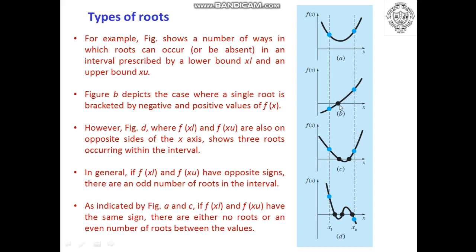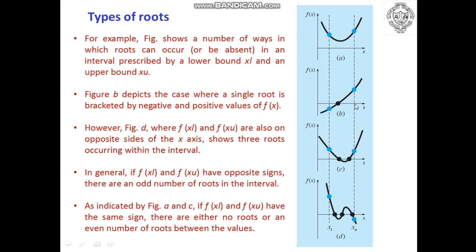Now let us assume that this particular dotted line is considered to be xl, that is the lower bound, and this other dotted line is considered to be the upper bound, which is nothing but xu. So if we consider xl as initial guess 1 and xu as initial guess 2, we will be able to find out their respective functions.